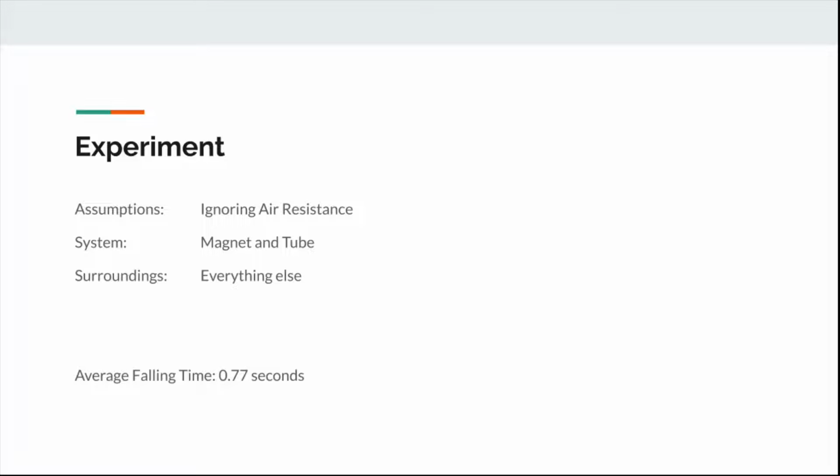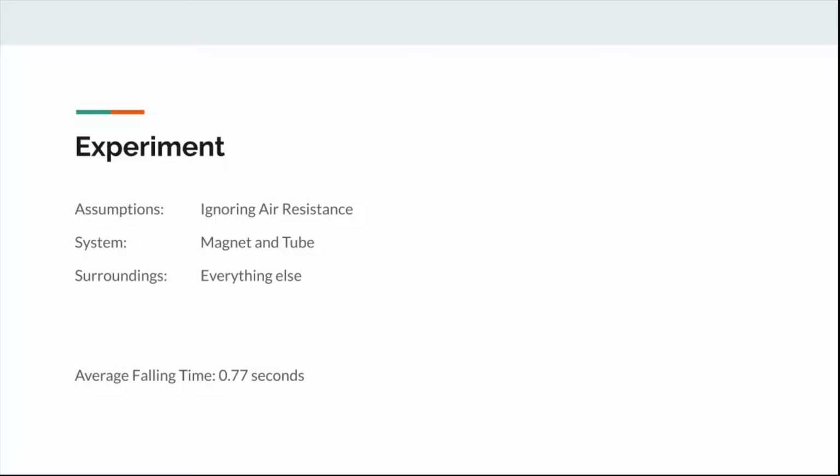So for the experiment itself, we did have to assume something, and that was that we were ignoring air resistance. We wanted to use our force equals mass times acceleration equation, and that would involve the magnetic forces and the gravitational force. And calculating the air resistance would have been a hassle, so we're just going to assume that it's negligible. We're also going to say the system of our experiment is the magnet and tube, while everything else is the surroundings. And then for the experiment itself, we simply just dropped a falling magnet through a tube.